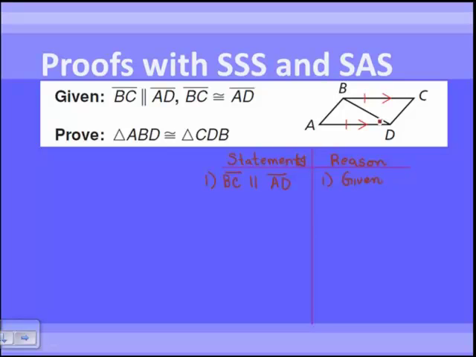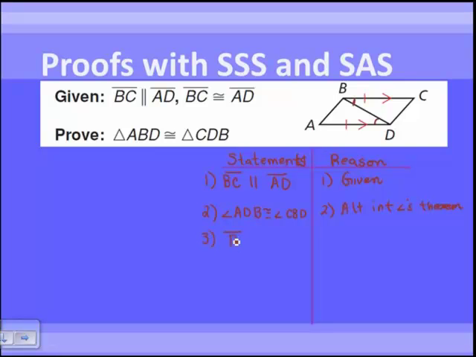And with that, I can see that this angle right here is going to be congruent to this one. So step 2, angle ADB is congruent to angle CBD by the alternate interior angles theorem, because they gave me parallel lines, and if lines are parallel cut by a transversal, alternate interior angles are congruent. So now I need the other side that causes this angle to be included. I already have AD.